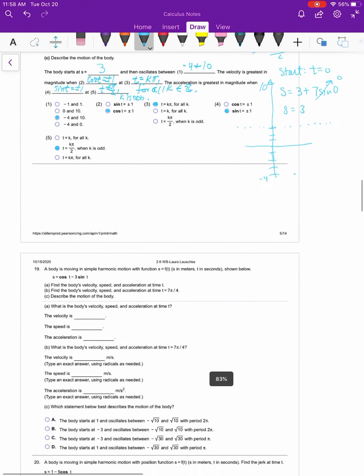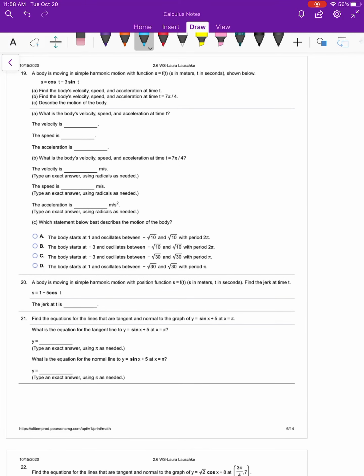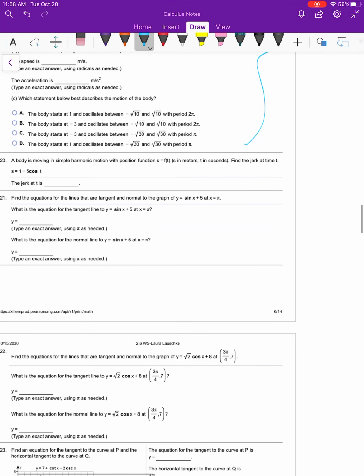Okay, so hopefully that will help you with the ones. And then I think I did this one with you in class yesterday. One like that, not the same one. And then the jerk is the derivative of acceleration, which would be the second derivative of velocity, which is the third derivative of position. So they've given you a position function here, so you have to take 3 derivatives to get to jerk, okay?